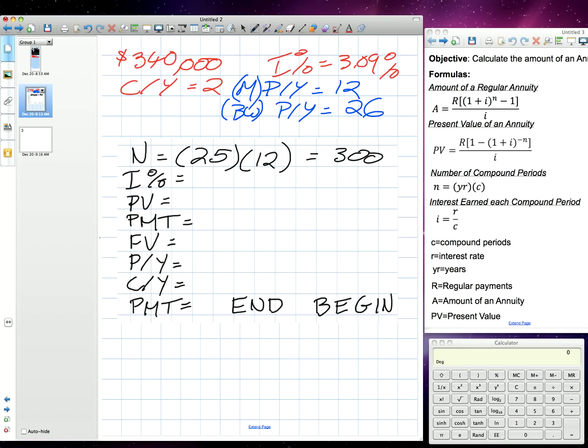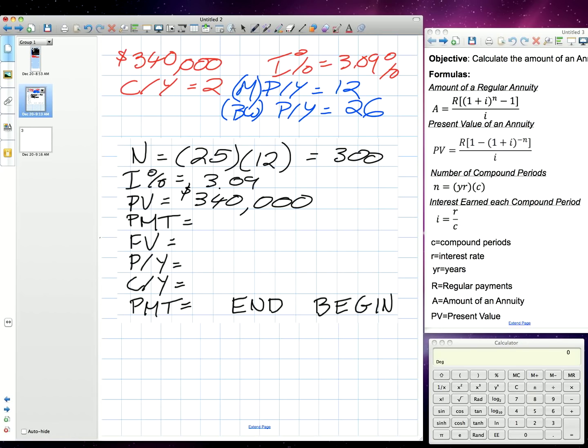Our interest rate is 3.09%. I've taken out a mortgage, so am I dealing with present value or future value? I'm dealing with the present value. I have that money right now, so I have $340,000 in our PV here. Okay, we're going to need to solve for our monthly payments. So we're going to have our cursor there at the end. We're doing monthly payments right now.